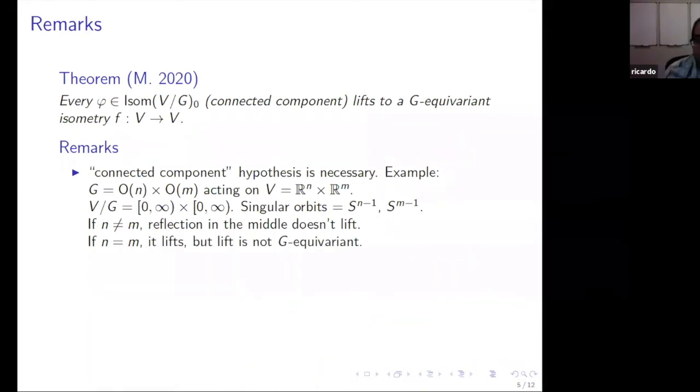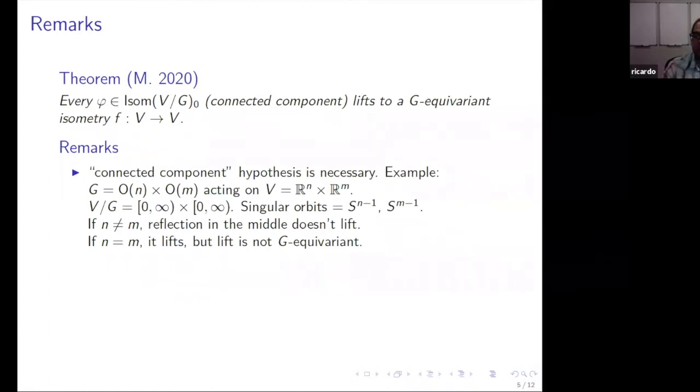And if n equals m, on the other hand, it does lift, of course. Then you can just take the map that swaps the R^n and R^m factors. But this lift is not G-equivariant, okay? But it does lift in this case. So that's an example about the connected component hypothesis. But this last part of this example also shows you that there are some things that lift but don't lift to G-equivariant maps, right?